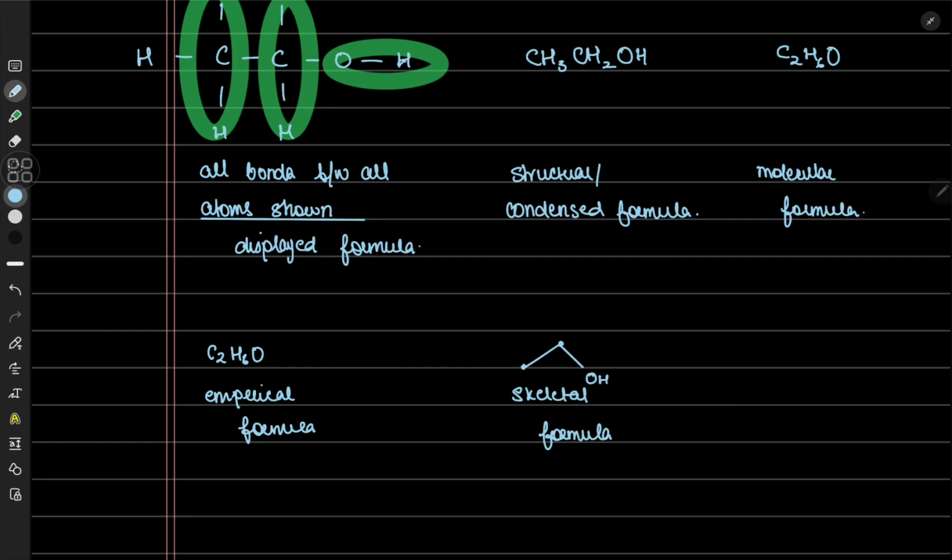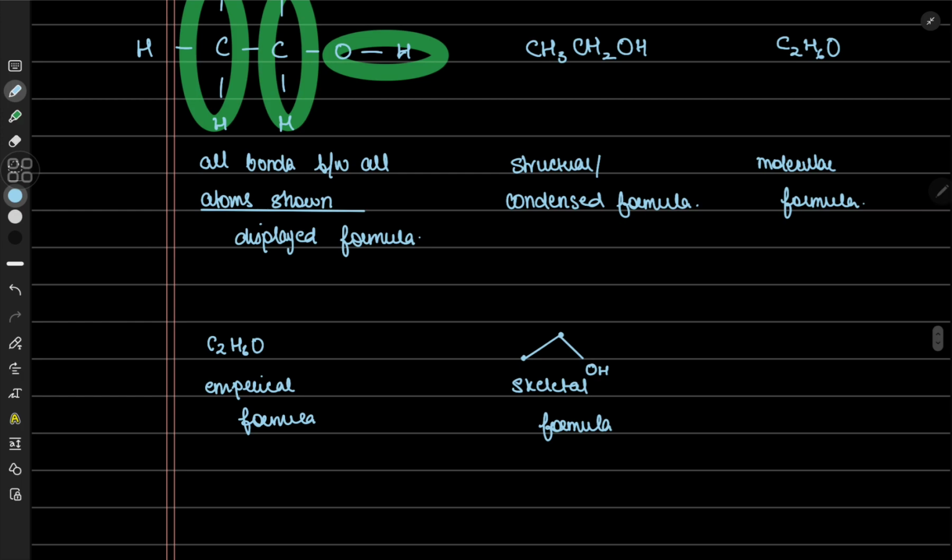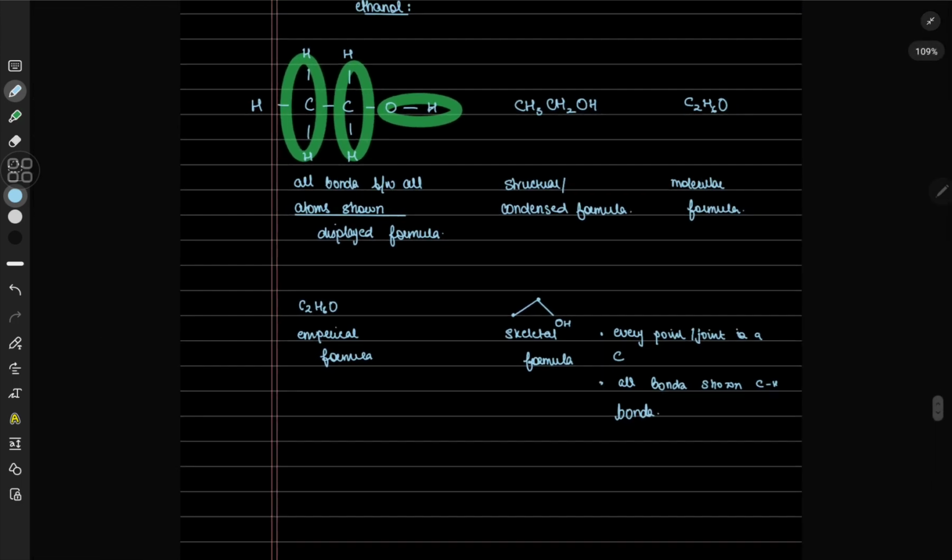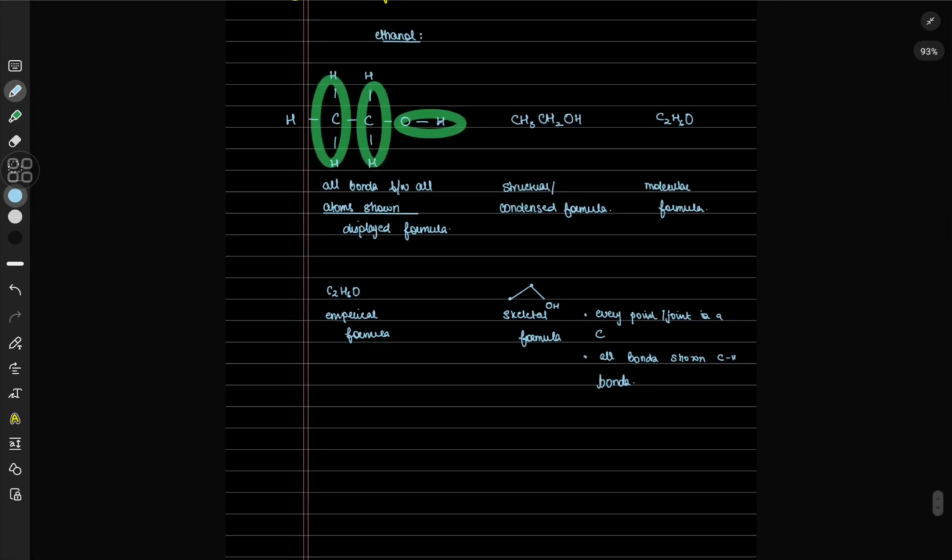Now one thing you need to know is that, of course, I have told you as well, every point or joint is a carbon, number one. And secondly, all bonds are shown except carbon hydrogen bonds. Let's be very clear on this stuff. The basics of organic chemistry, right? I hope this is clear.